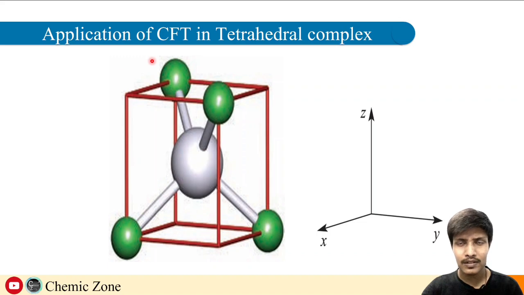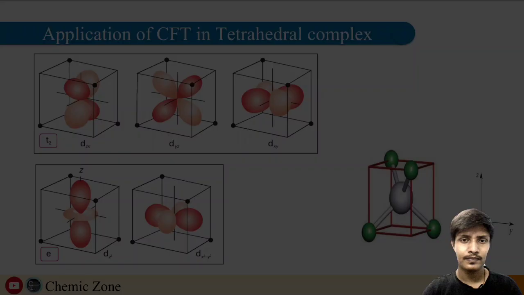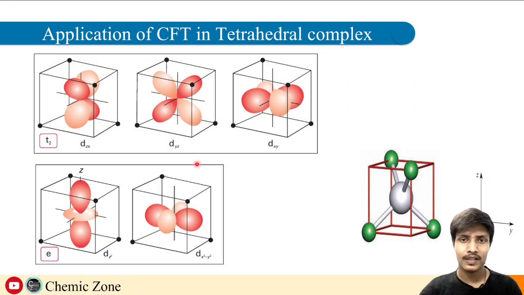Applications of crystal field theory in a tetrahedral complex. We know how a tetrahedral complex looks. So here is the structure of a tetrahedral complex. Here it seems opposite, right? The ligands are coming through the corners of the cube. Let's first see the axial orbitals. These are the two axial orbitals. Ligands are coming through these corners, but the axial orbitals are positioned like this.